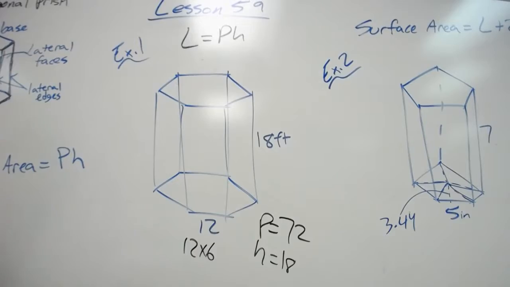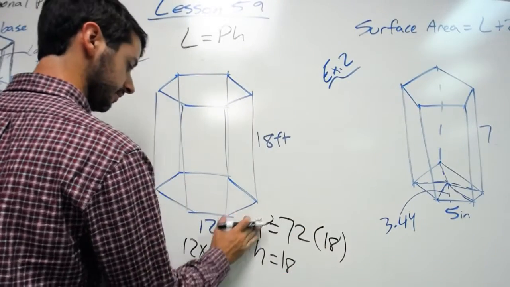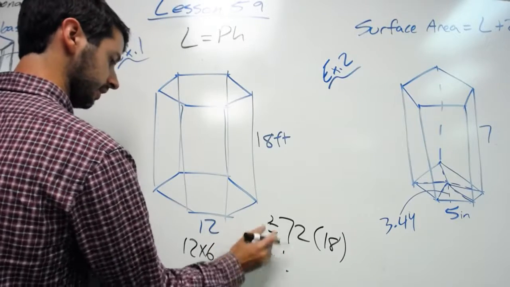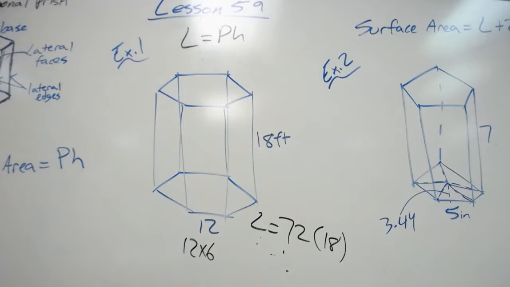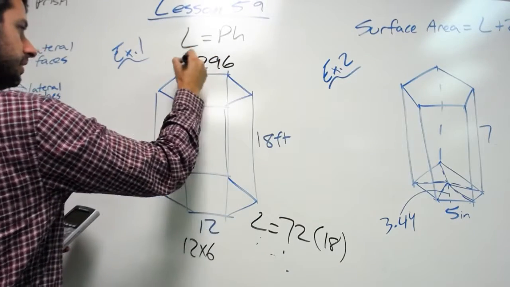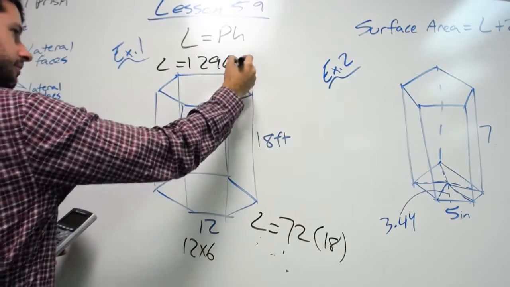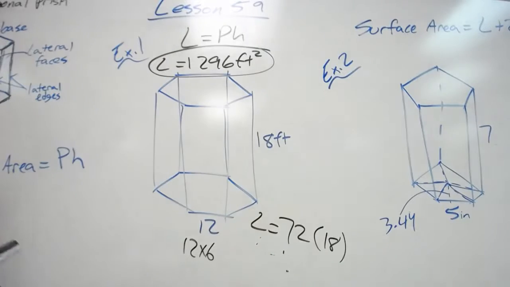So we multiply 72 times 18 to find our lateral area, and when we do, we get 1,296, and it's lateral area, so it's feet squared. It is still lateral area, even though you are finding the perimeter of a shape, you are still doing the area of the whole lateral side.